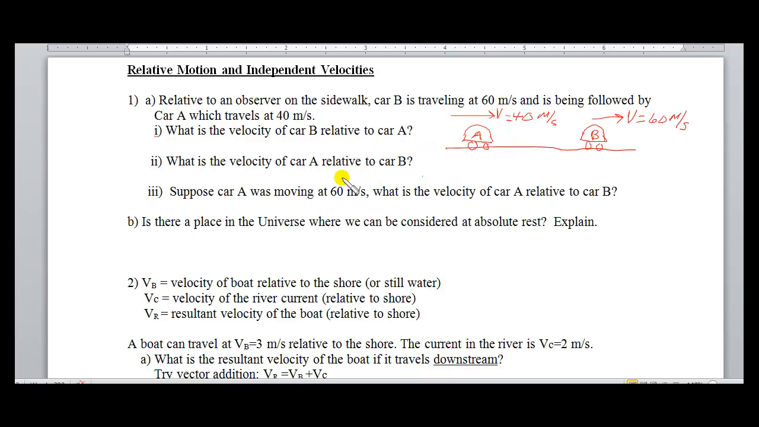moving at? And then another question, suppose car A was moving at 60 meters per second. That is, instead of 40, suppose this car was moving at 60. What is the velocity of car A relative to car B? So push that pause button and we'll come back and compare answers.